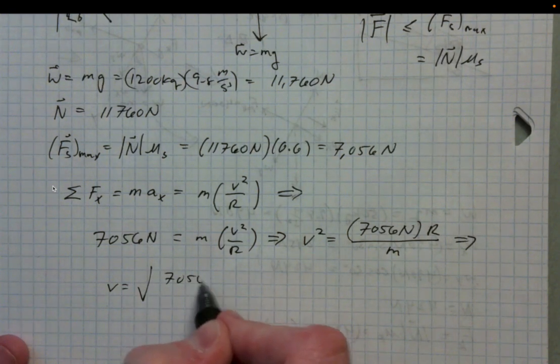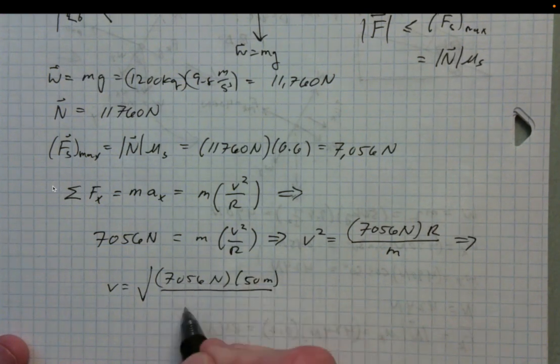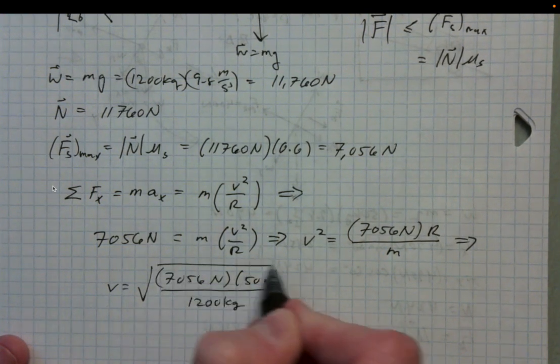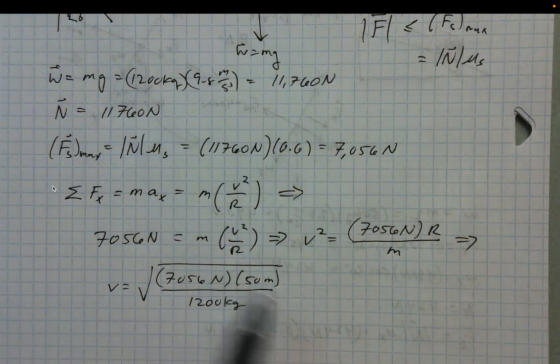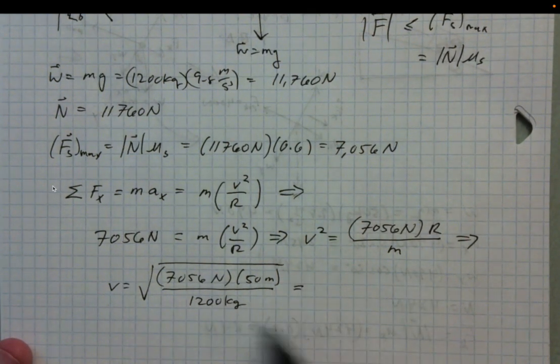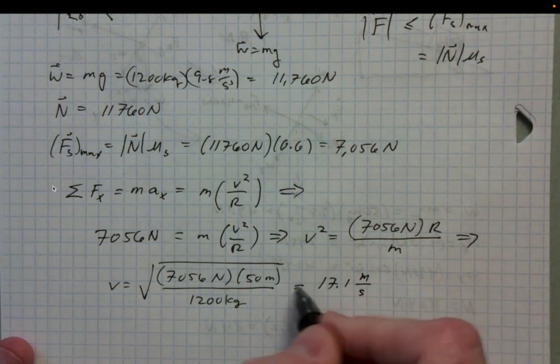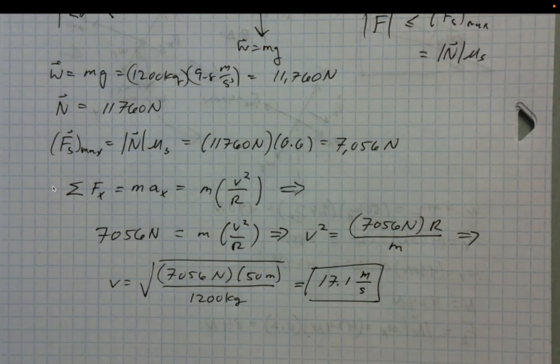So 7,056 newtons times 50 meters divided by 1,200 kilograms. Right, so you've got newtons over kilograms, and then an extra meter in there, so this is all going to be meters per second afterwards, right? And so what do we get? When we multiply all of that together, we get about 17.1 meters per second. Okay? Perfect. All right.